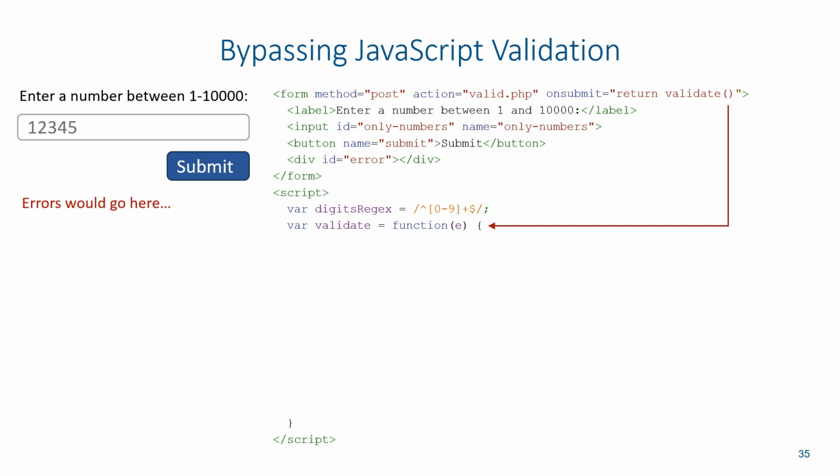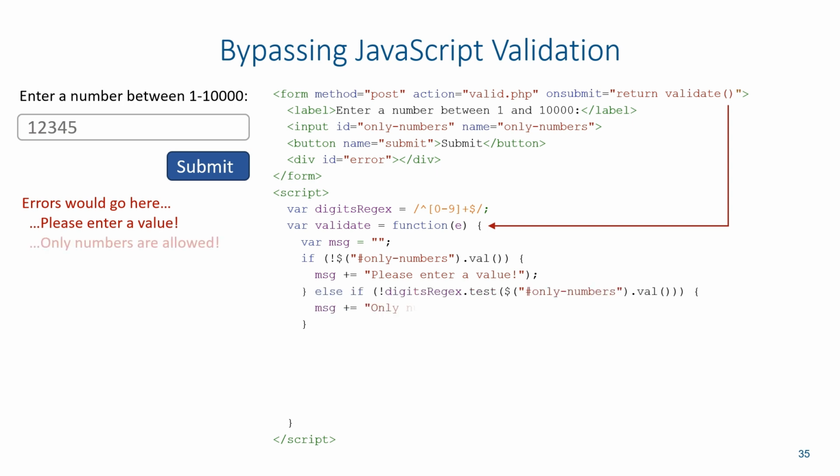When someone clicks on the submit button, we're going to check on submit, which is going to return this validate function. Basically, it's going to start with a blank message. It's going to check to see if the value of only numbers, which is the name of our input, is empty. If it's empty, it's going to display a message saying, please enter a value. Then it's going to check to see if the only numbers value, whatever's entered into the input, is tested against our digits regex to make sure that only numbers are entered into this input. And if not, it's going to display a message that only numbers are allowed.